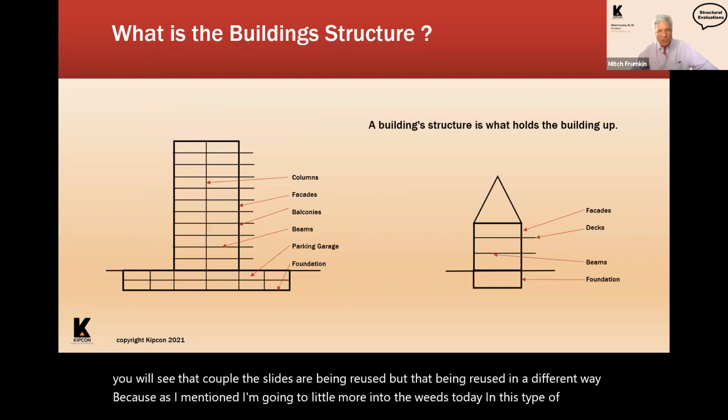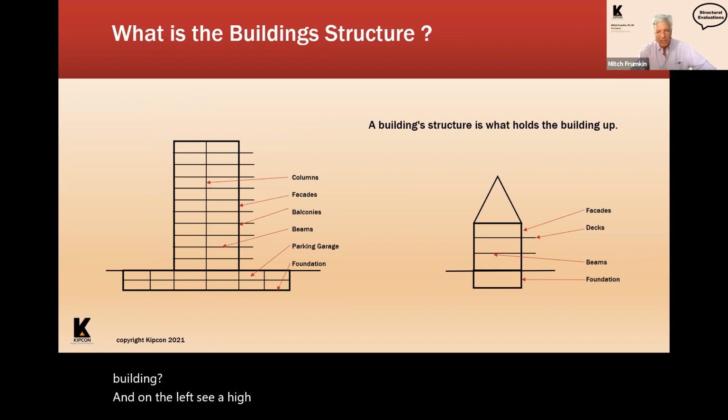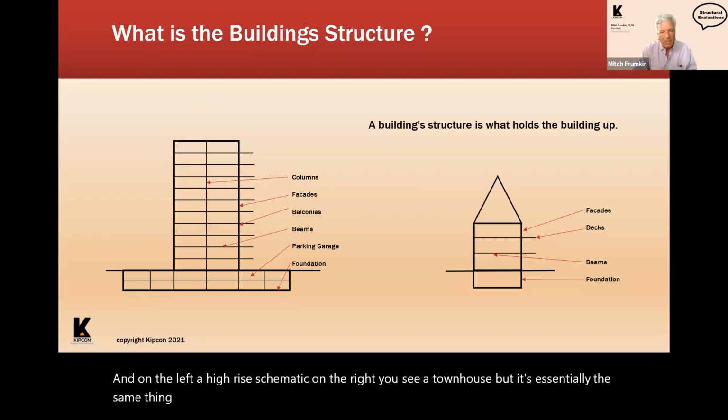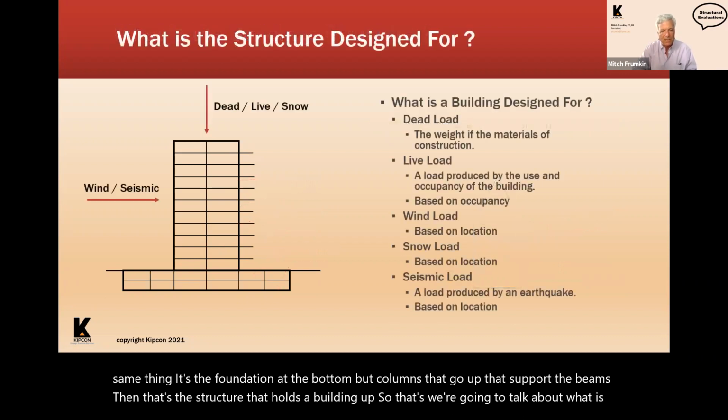So what is the building structure? The building structure is essentially what holds up the building. And on the left, you see a high-rise schematic. On the right, you see a townhouse, but it's essentially the same thing. It's the foundation at the bottom, the columns that go up that support the beams, and that's the structure that holds a building up. So that's what we're going to talk about. What is a building structure and how to inspect it?